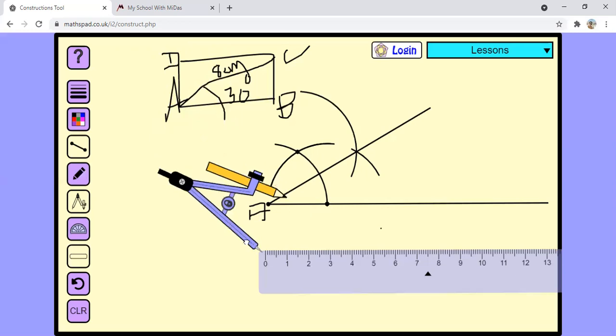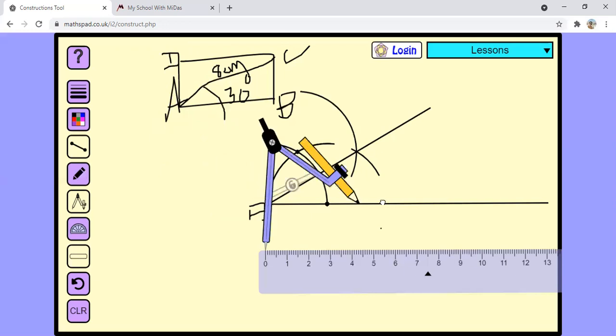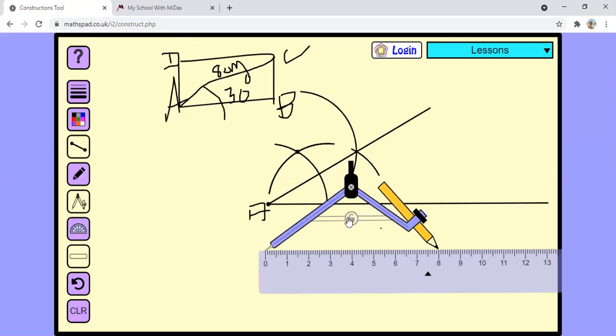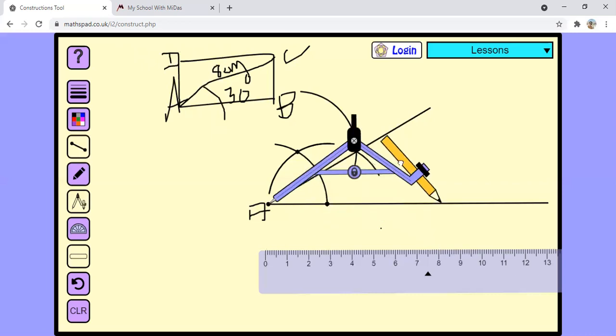Put the compass at 0. Look here, so 0, 1, and move it up to 8 centimeters. We are taking an 8 centimeter long arc here. Now put the compass here and cut this arc here.